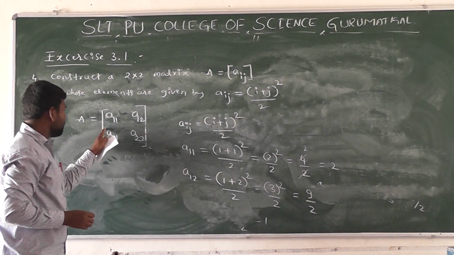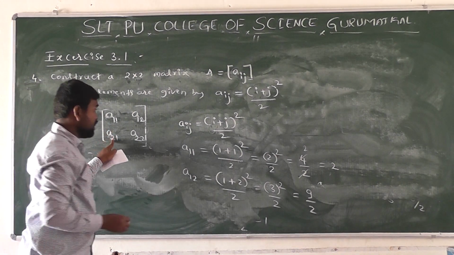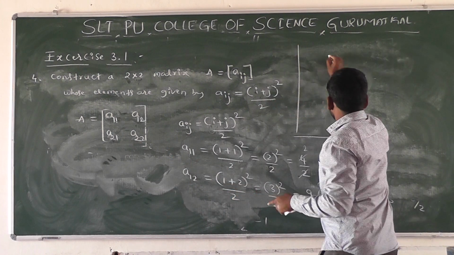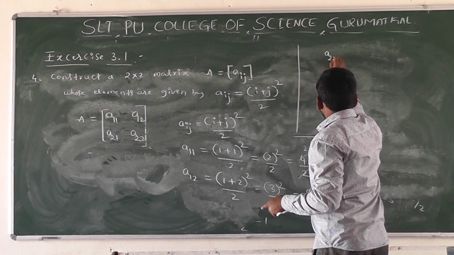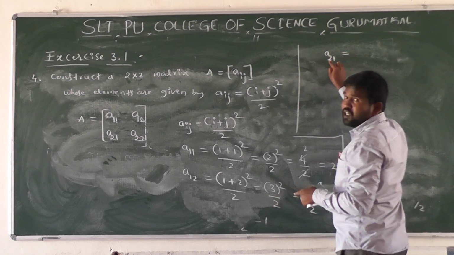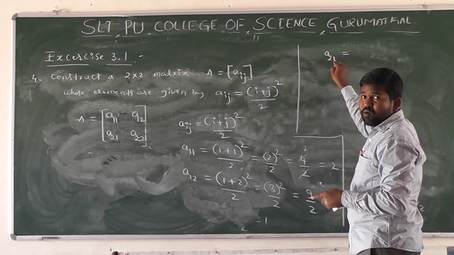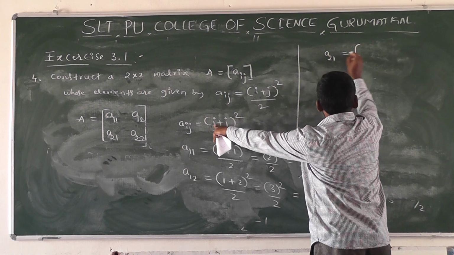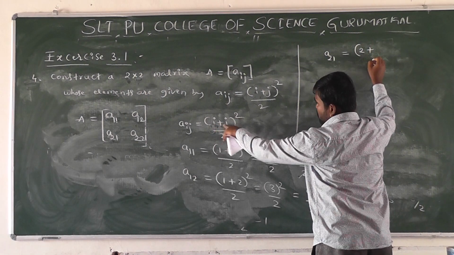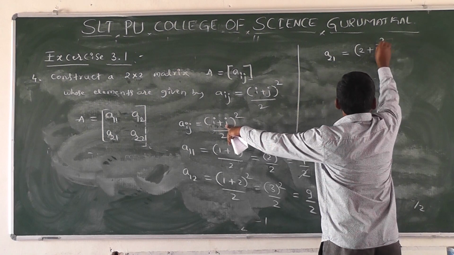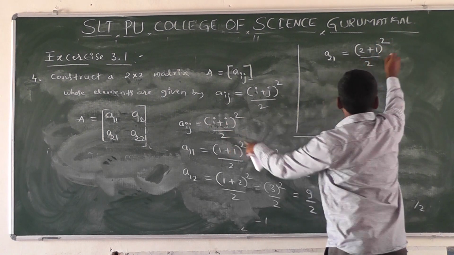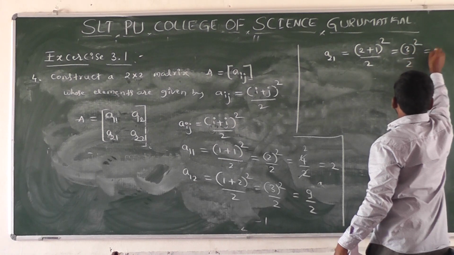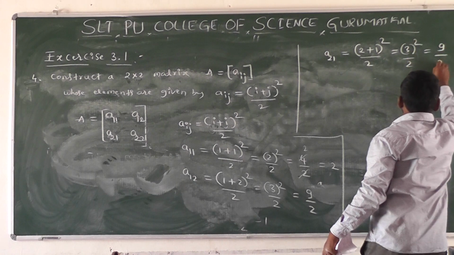Next we have A21, second row, first column element. What is i? 2. And what is j? 1. Right? In that equation, in place of i we substitute 2 and in place of j we substitute 1. (2 plus 1) whole square divided by 2. 2 plus 1 how much here? 3. 3 square divided by 2. 3 square how much here? 9. 9 divided by 2.